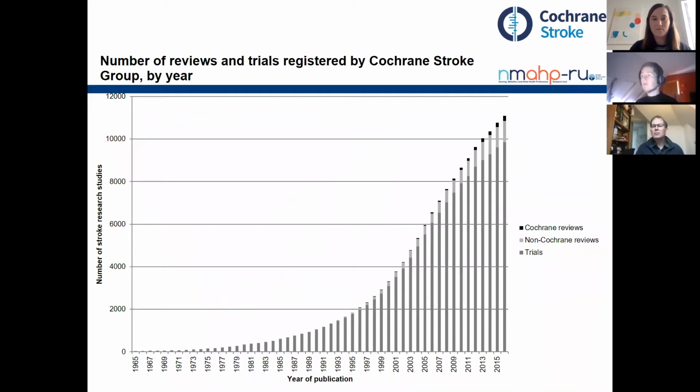This graph here is one that's been taken from the paper, and it shows the number of randomized controlled trials and systematic reviews specific to stroke. You can see that there are loads and loads of randomized controlled trials. There are now, in fact, more than 10,000 randomized controlled trials relating to stroke, far more than anyone is ever going to read, and this really demonstrates the need to have systematic reviews.